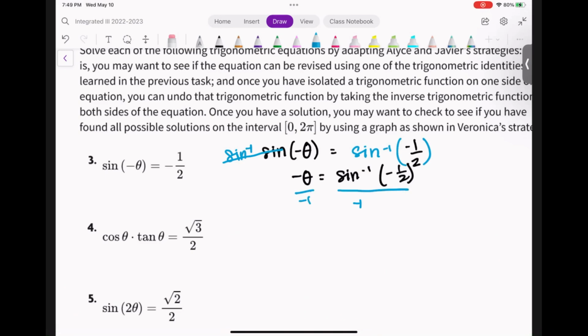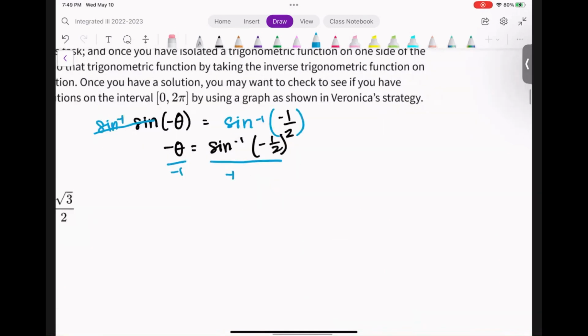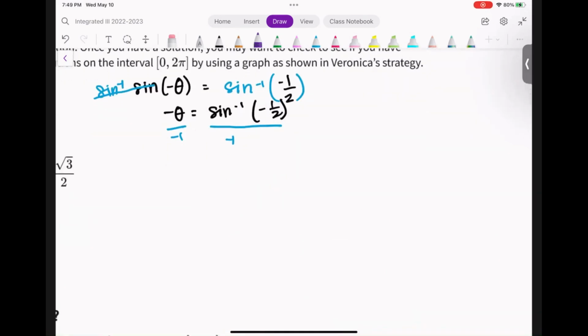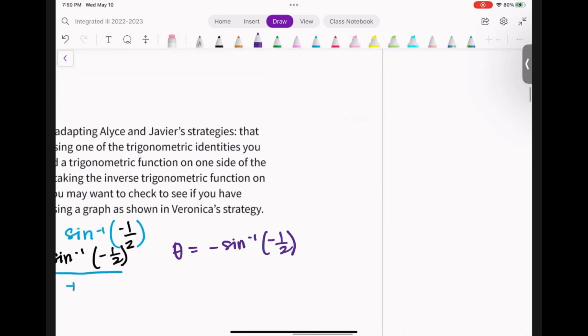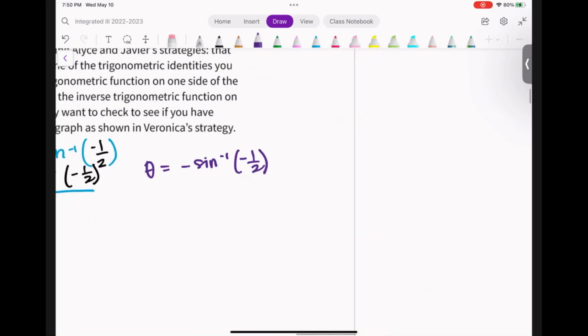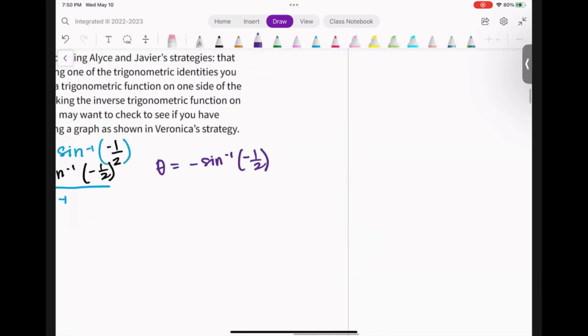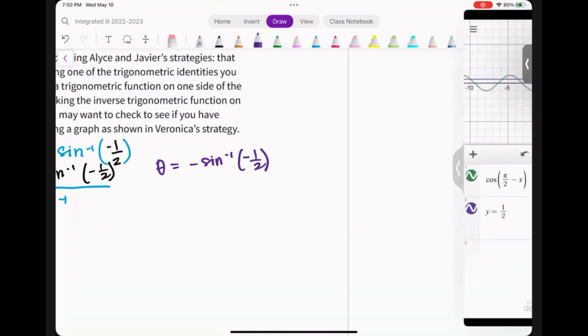So my answer equals, and you'll notice that I always write equals and then about. So theta equals negative sine inverse of negative 1/2. And some of you are like, oh, Miss Johnson, I know what that is. So you can use a calculator. Actually, I'll show you first.